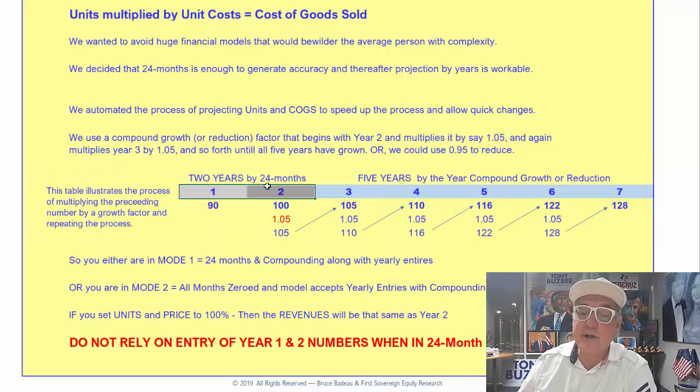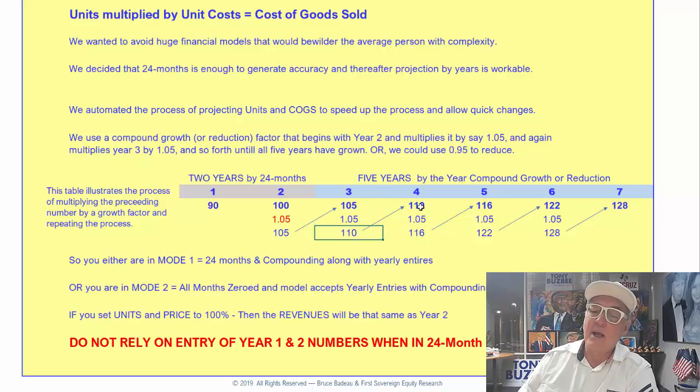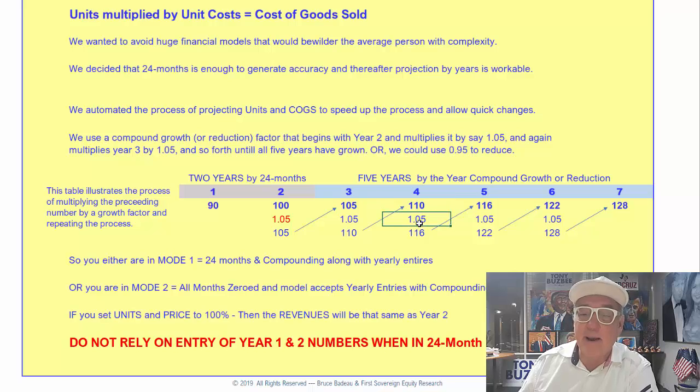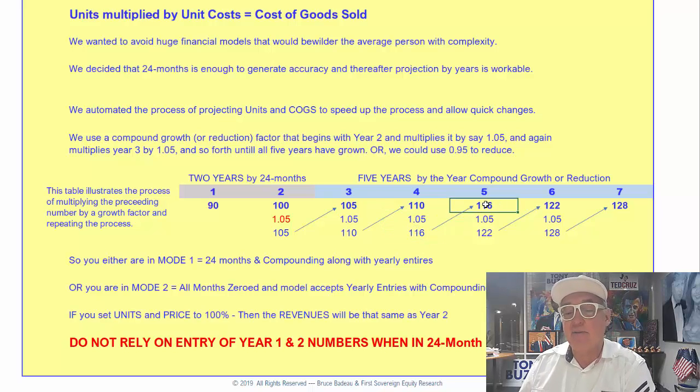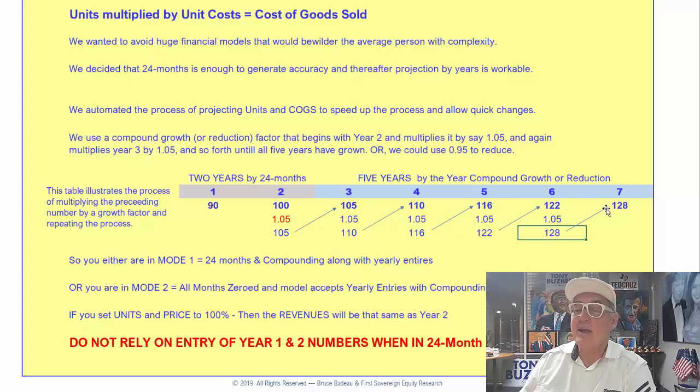Here are the first 2 years by the months. Now, the ending number, for example, is 105. So you take 105, you multiply it by, in this case, 5%. So now you get 110, because 105 plus 5% is 110. 110 is the beginning number. You hit it by 1.05, you get 116, and so forth, and so forth, and so forth.